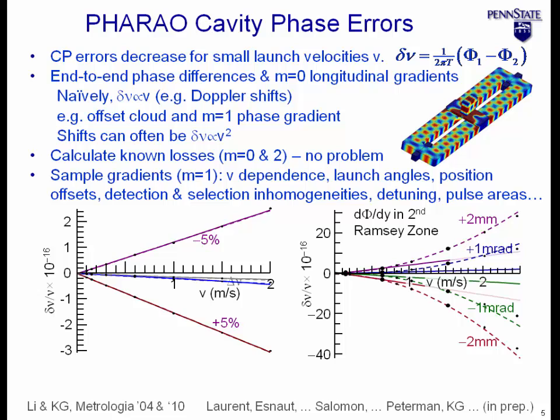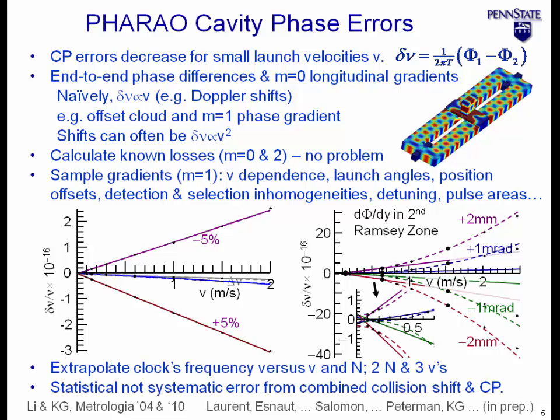the different pulse areas. And so we look at all of those, and what we can do now, because it looks somewhat quadratic, is we can extrapolate the clock's frequency versus the launch velocity. Again, as you go to 0 velocity, you expect the Doppler shifts to go to 0. And so you can see here that all of these different effects, these are sort of the worst ones that we see. The difference between the linear and the quadratic can be a fraction of 1 minus 16, but less than 1 minus 16 for the sizes of effects, worst case effects.